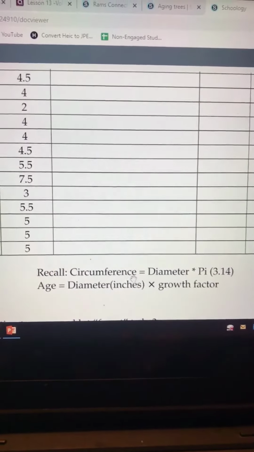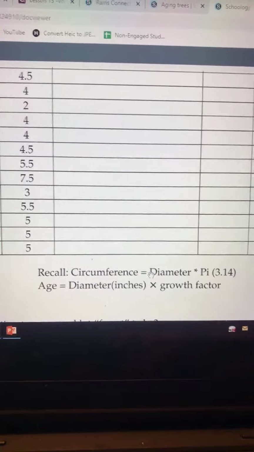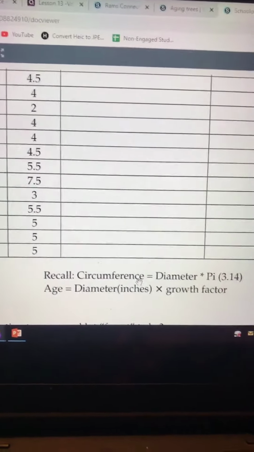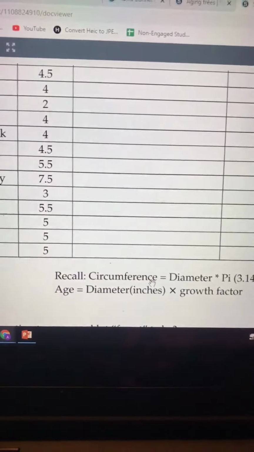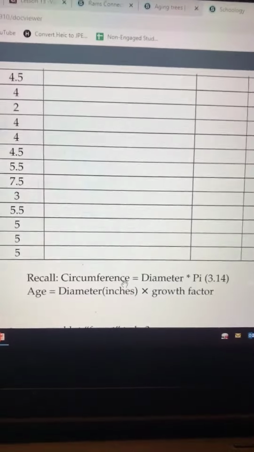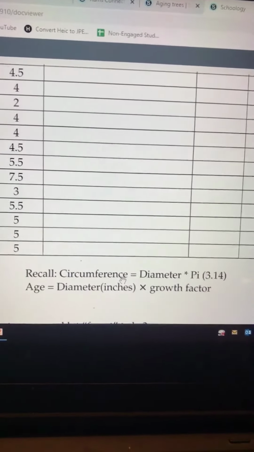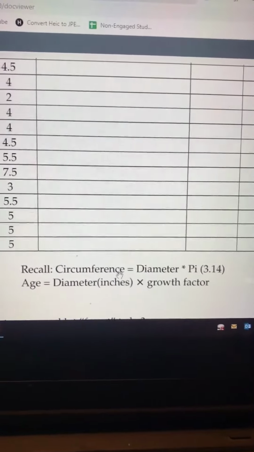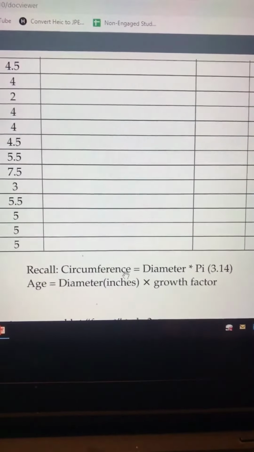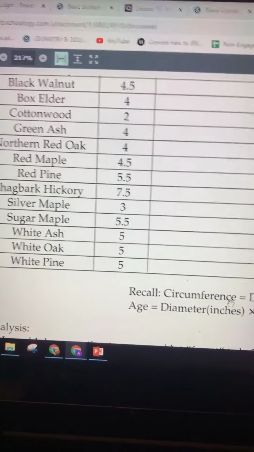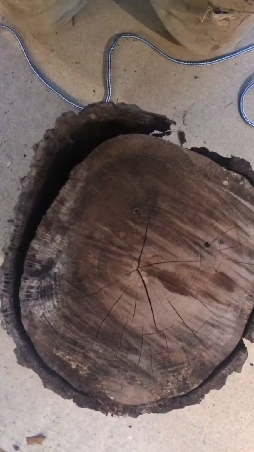So we've got the circumference, and that is equal to the diameter times pi. My circumference of that tree was 79 inches. So I need to take 79 and divide it by 3.14, and that will give me the diameter. Then I can go ahead and multiply that by that growth factor of 4.